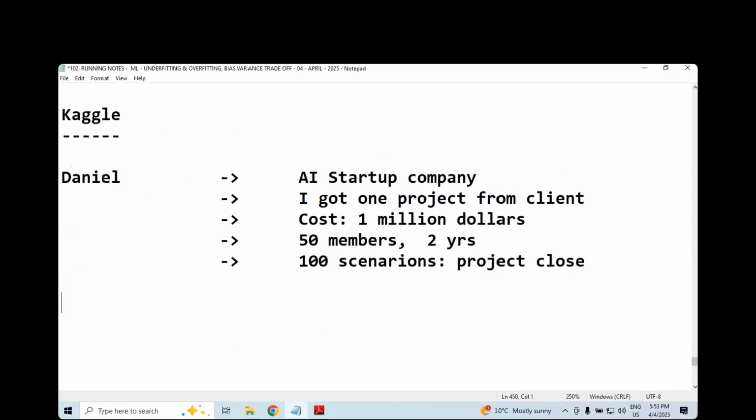I'm repeating again. Understand the scenario slowly. Think like I have one startup, I don't have it, but I have a plan. AI startup company. I got one project from client. Cost will be $1 million. Huge money. Now to implement that project, I need 50 members and a 2 years project. The project has 100 scenarios. Then we can close the project actually. Then what exactly happened here, sir?